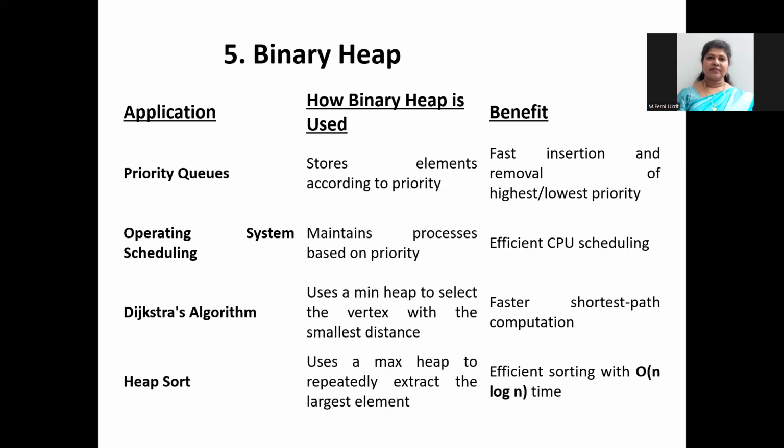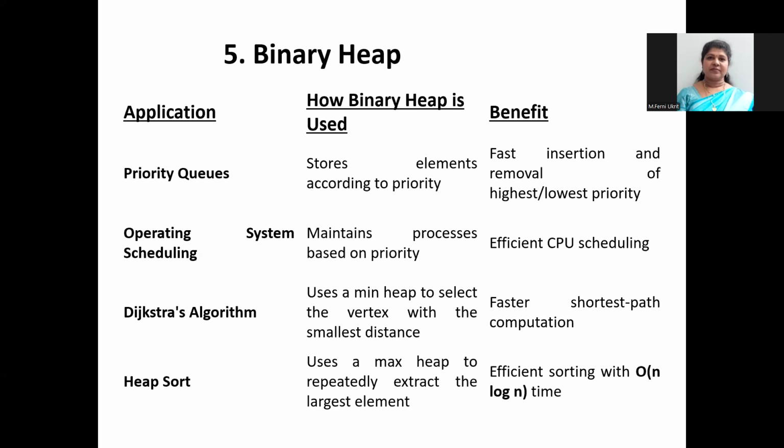Now coming to the explanation of the applications. In a priority queue, it stores the elements along with their priorities. For example, in a hospital emergency room, a critical patient will be given the highest priority, serious patients will be given a medium priority, and minor injuries the lowest priority. The benefit is that the patients can be treated effectively.